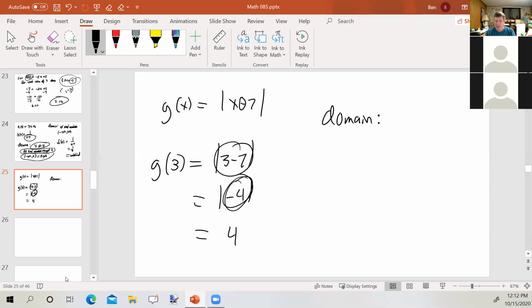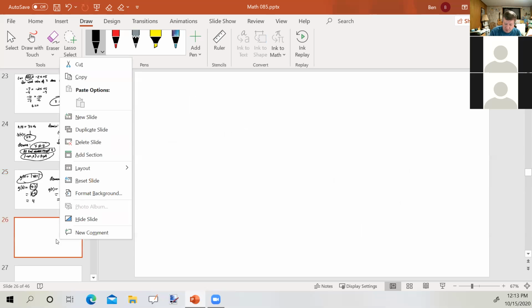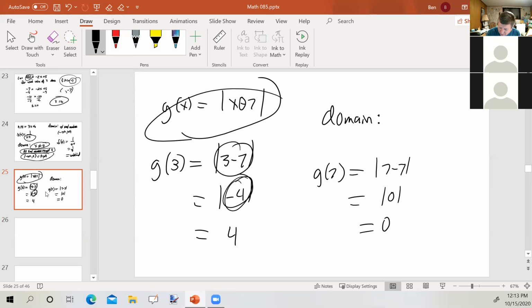So to answer your question, it would be 7, right? But what is g of 7? That's the absolute value of 7 minus 7, which is 0. But it can be 0, like you said. 0's okay. You can't divide by 0. This has no denominator. There's no variable in a denominator, so there's no way you're going to be dividing by 0. So the domain would be all real numbers.